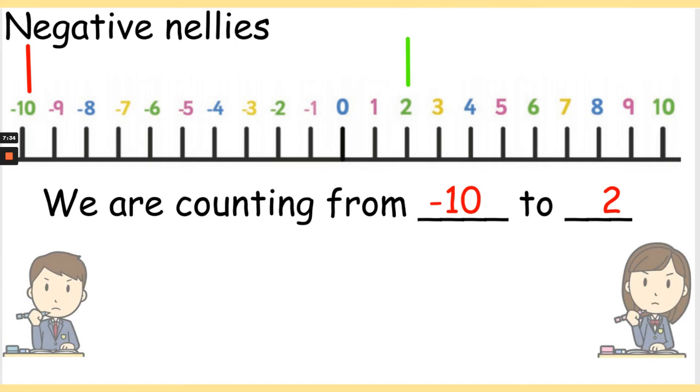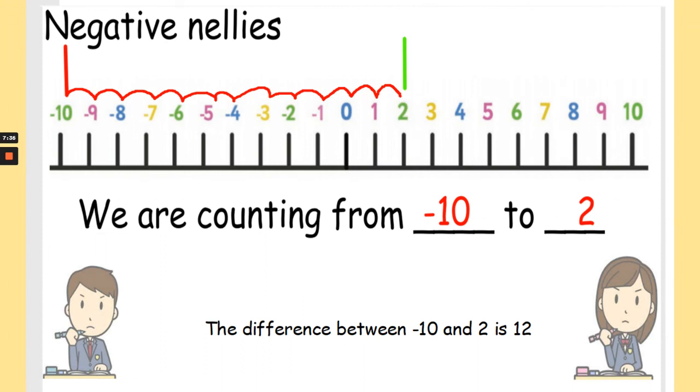Okay, let's see what the difference is. So if we count from -10, let's count 1, 2, 3, 4, 5, 6, 7, 8, 9, 10, 11, 12. There's been 12 jumps. So the difference between -10 and 2 is 12. The difference is 12 between those two numbers.